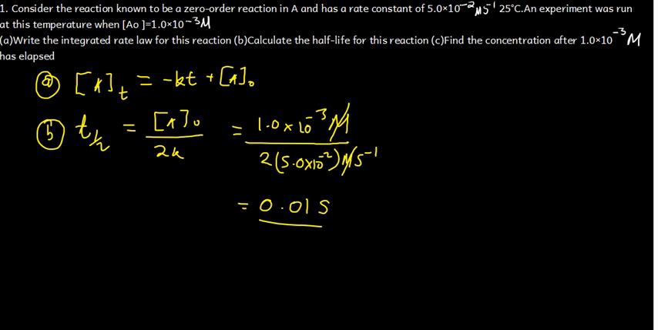And then the other one: find the concentration after 1.0 times 10 to the power negative 3. This was actually supposed to be seconds elapsed. This is the time that elapses and not concentration. And so we use the same formula we can see here.